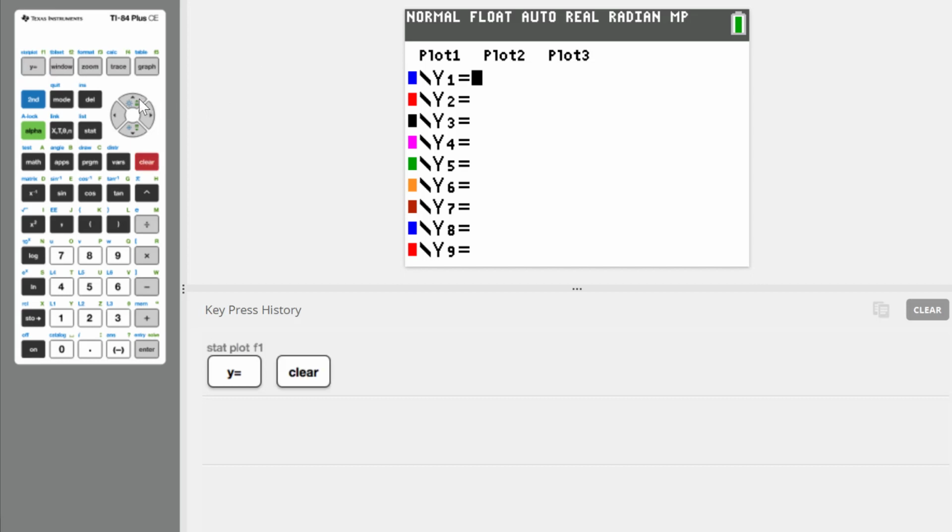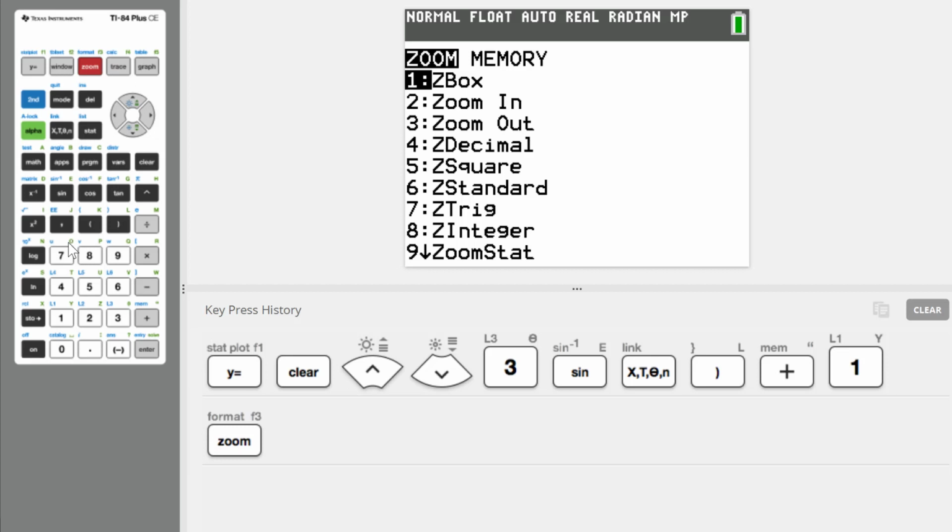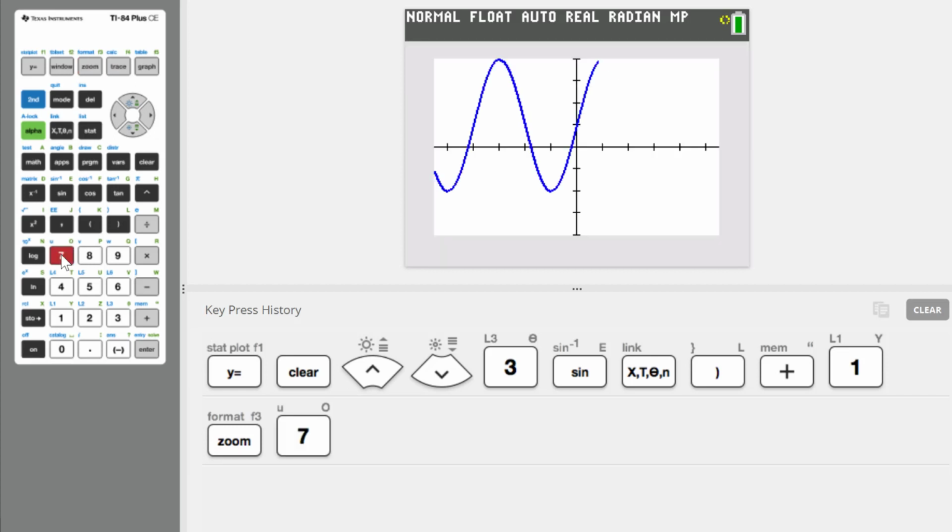By the way, just a side note, these plots up here should never be turned on. If you have one that's turned on, make sure and go up to it, hit enter to turn it off, and then go back down. I need to type in 3 sine x plus 1, and then I'll hit zoom, followed by choice 7, Z trig, so that I can use that preset window again.